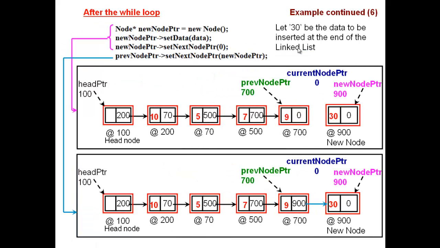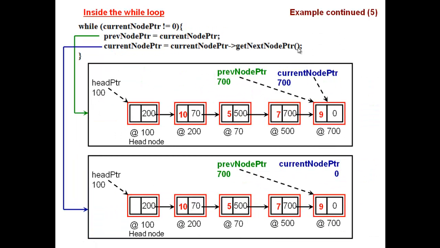So how do we have access to the last data node? The previous node pointer has the address of the last data node. The current node pointer is null, because using the current node pointer we have traversed the list and gone beyond the last data node. But the previous node pointer has the address of this last data node, so using that you can access this last data node.